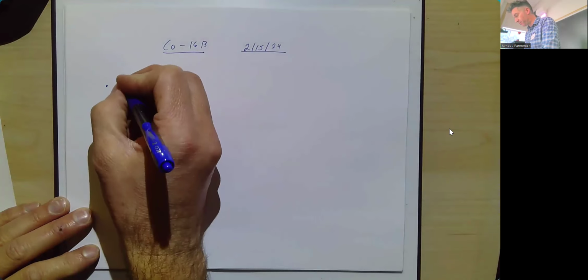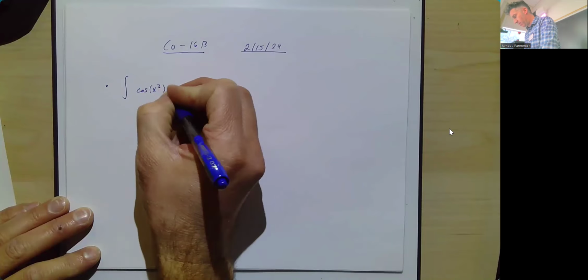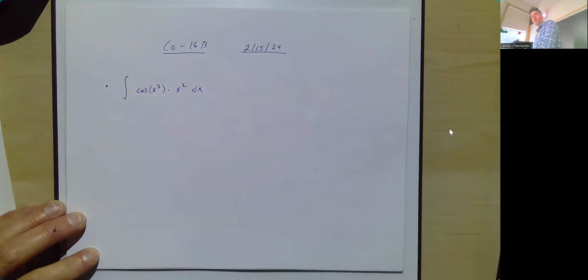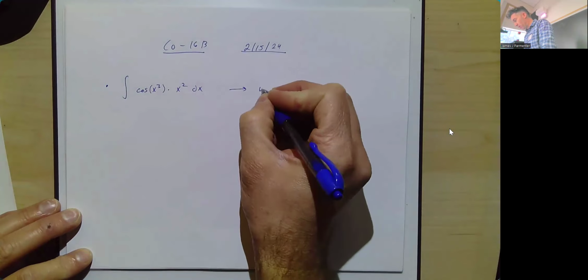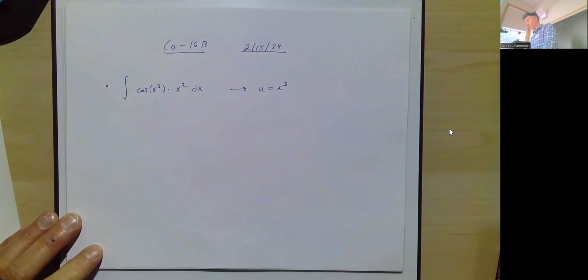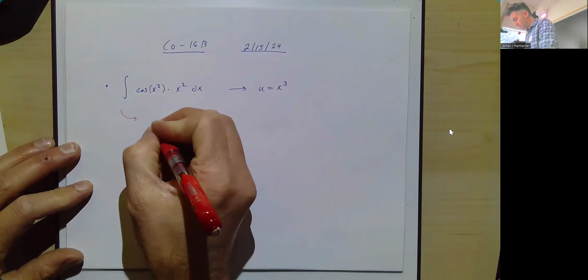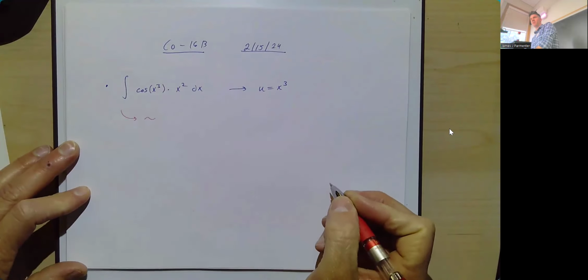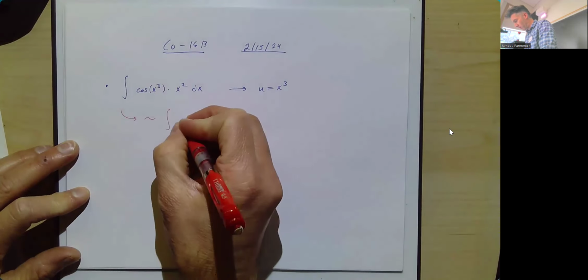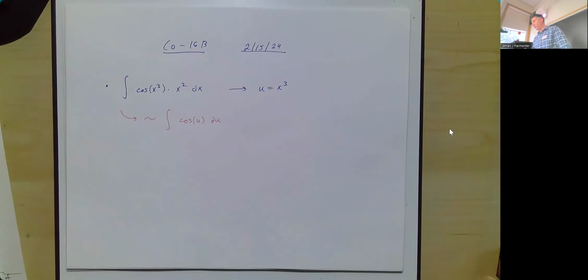For example, we're not going to do all these integrals, but I'll point out, if someone asked you for the integral of, say, cosine of x cubed times x squared dx, we would certainly make the choice of letting u equal x cubed. du would be something like x squared, and eventually this integral would become something similar to the integral of cosine of u du. I'm going to be off by a third somewhere, but that's the idea.